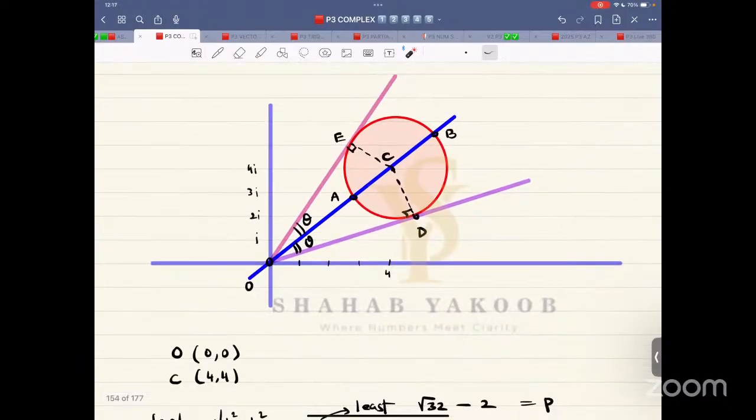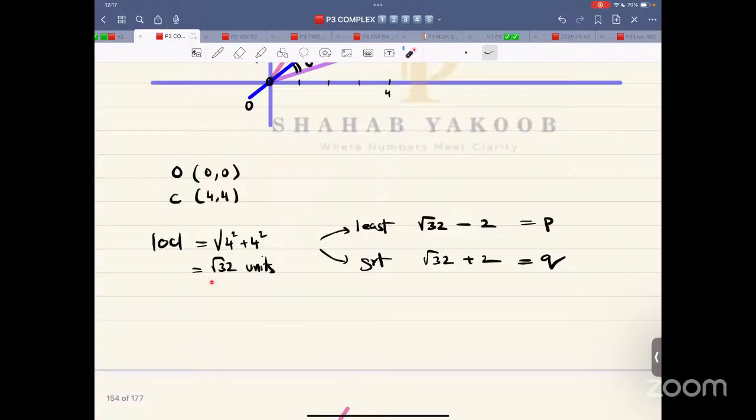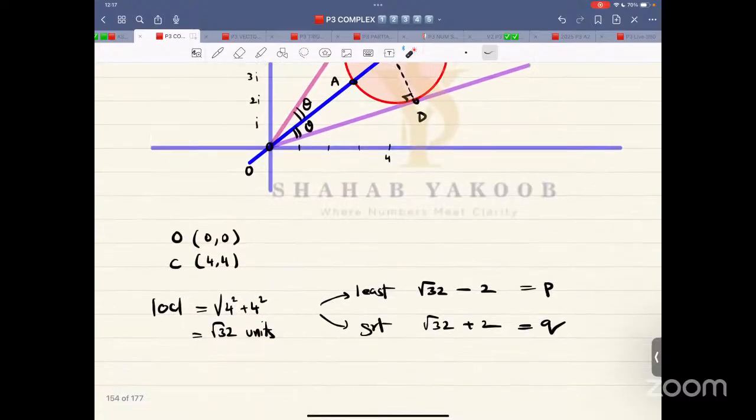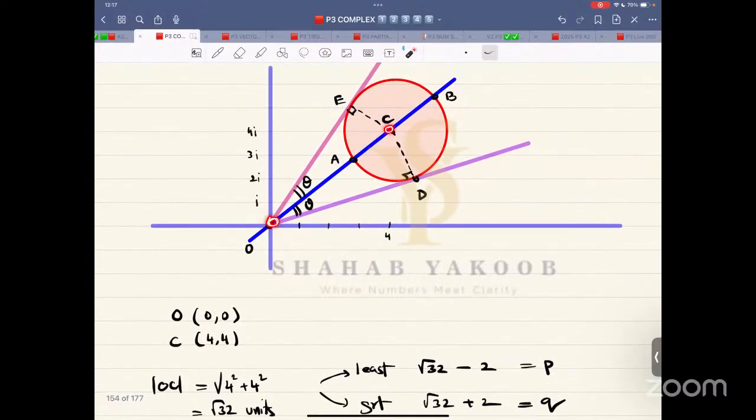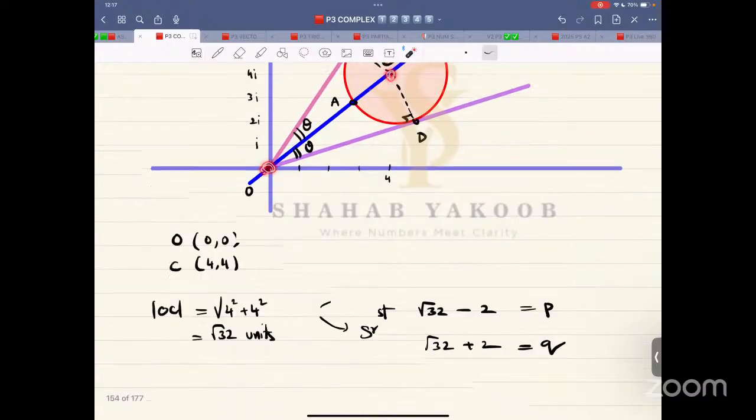So now, first of all, this is the center, 4, 4. This is the outside point, 0, 0. Let me find the distance, that is root 32. I have left the answer in the exact form. Of course, you can convert it into decimals. So now from here to here, that is root of 32. Subtract the radius 2, you get this distance, that's the least value. From here to here, find the distance, add the radius, you get this value, which is OB.